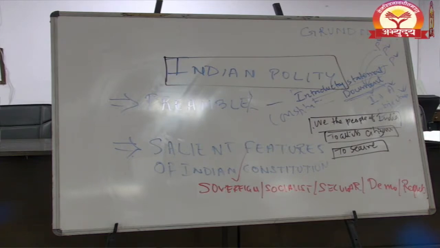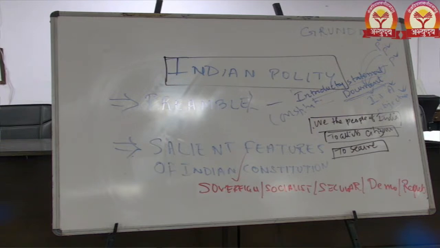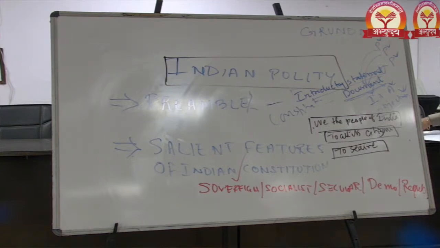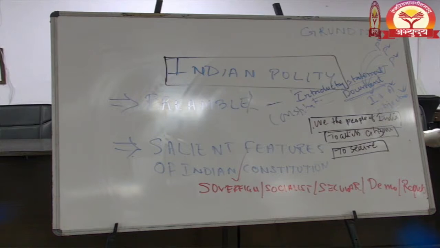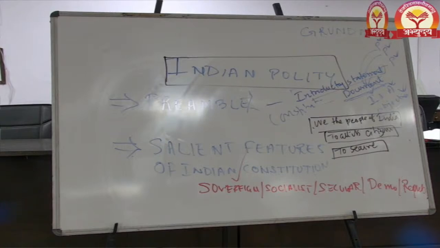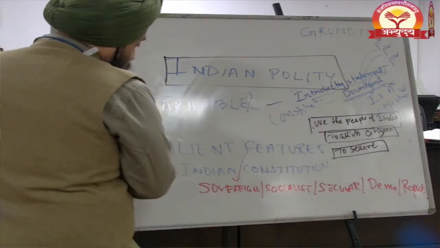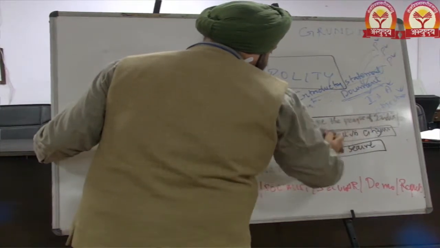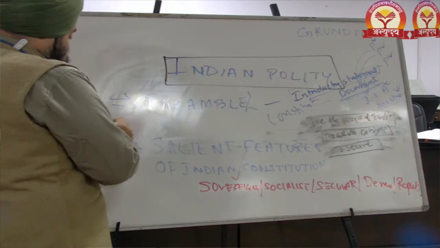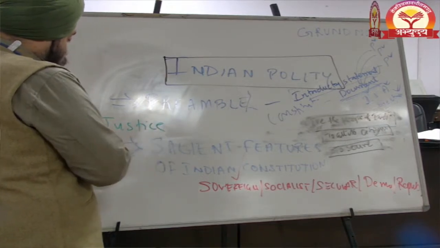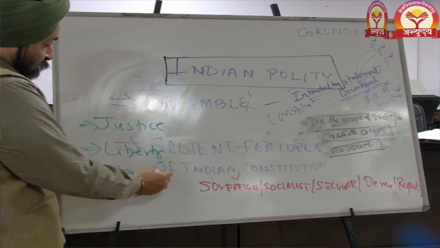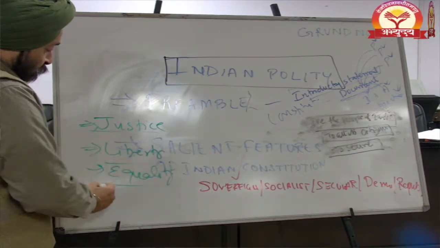Now come to objectives, beta. Third component, objectives. Under objectives, the objective is to secure all its citizens: justice, then liberty, then equality, fraternity.